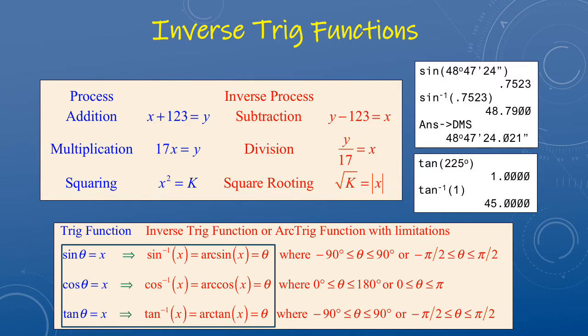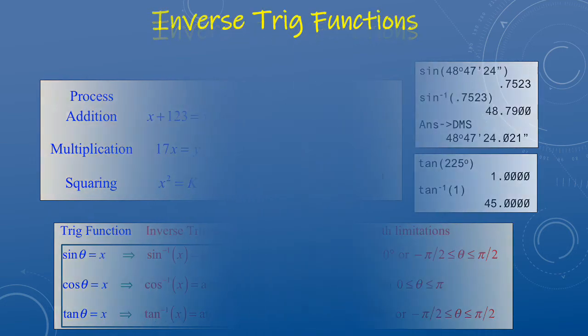In the information below, we have the basic trig function, inverse trig function relationship. We give the limitations of these statements to the right, but for right now we want you to concentrate on the following. If sine theta equals x, then the inverse sine of x equals theta, and it's sometimes called the arc sine of x equals theta. If cosine theta equals x, then the inverse cosine of x equals theta, sometimes called the arc cosine of x equals theta. And if tangent theta equals x, then the inverse tangent of x is equal to theta, and again, sometimes called the arc tangent of x equals theta.